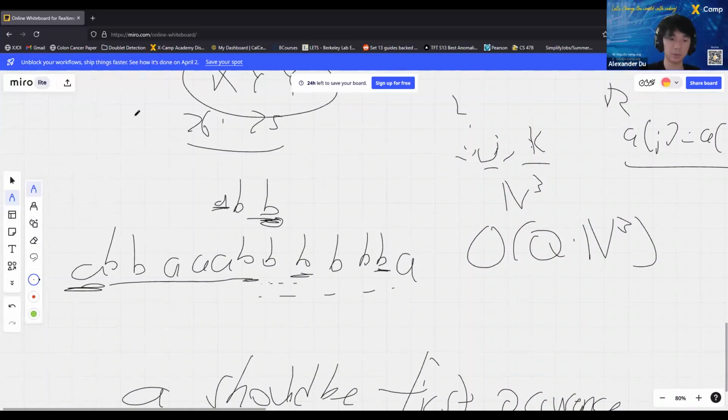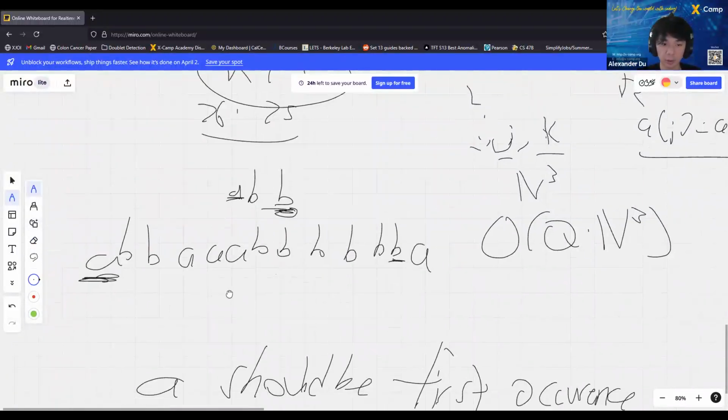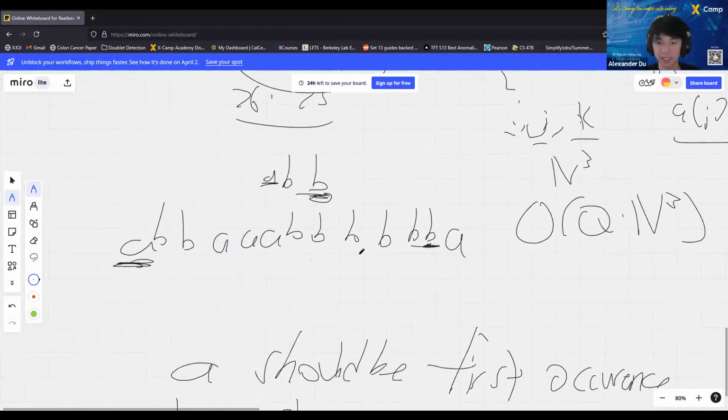Now we want to pick what number we want in the middle. So far we fixed this A, we fixed this B, and now we want to find another B somewhere in the middle.